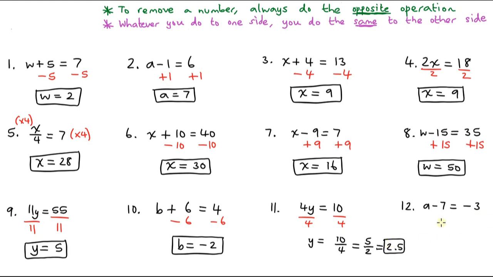Okay, the last question. a minus 7 is equal to negative 3. So we want to get rid of negative 7. So we need to add 7 to both sides. So on the left we've got a, and on the right we've got negative 3 plus 7. Well, that's the same as 7 minus 3, which is 4. So that is our final answer. a equals 4. So how did you get on with those 12 questions?